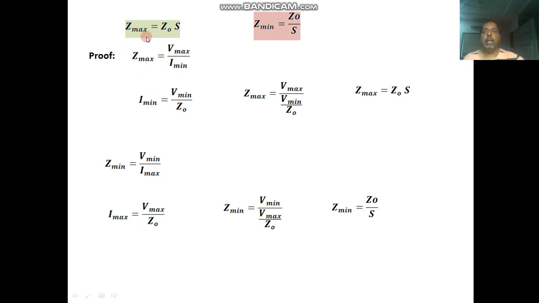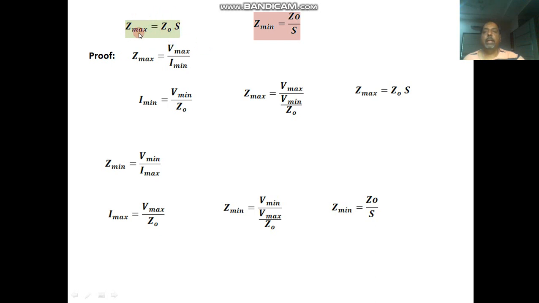Now there is one relation: Z max is Z naught S and Z minimum is Z naught upon S. Z max is V max upon I minimum, and I minimum is V minimum by Z naught. Z minimum is V minimum upon I maximum, and I max is equal to V max upon Z naught. So Z minimum is Z naught upon S and Z max is Z naught S.